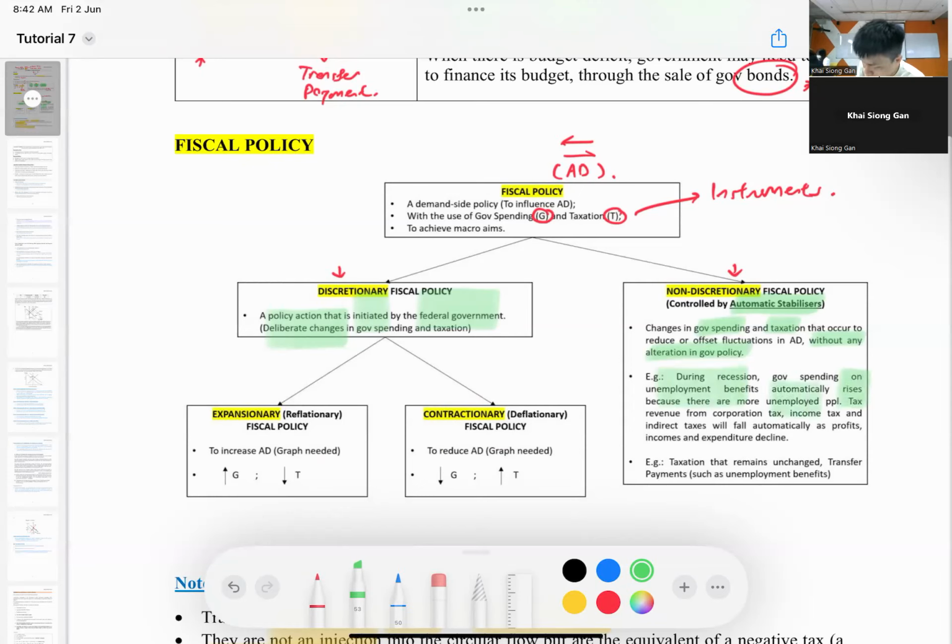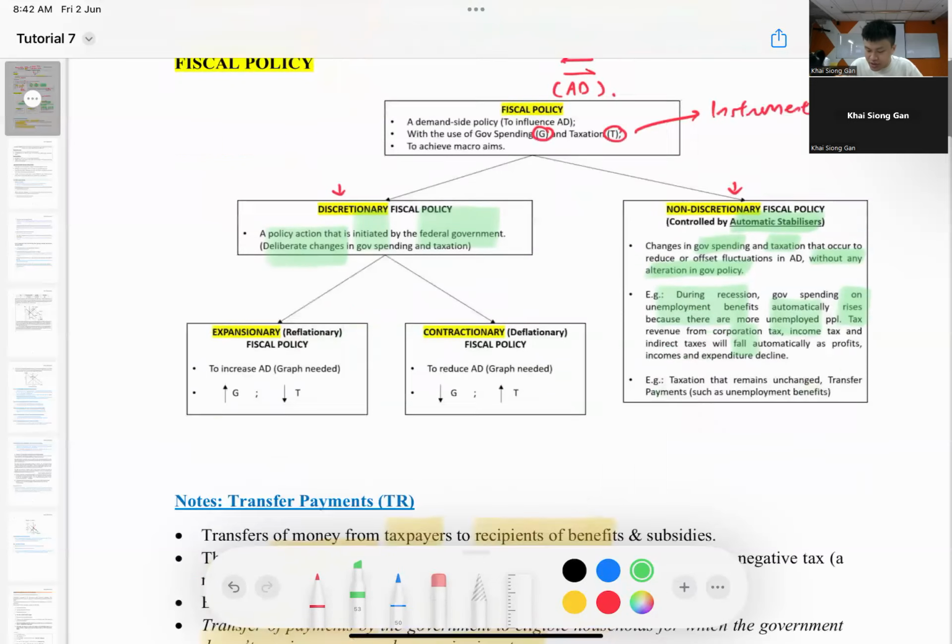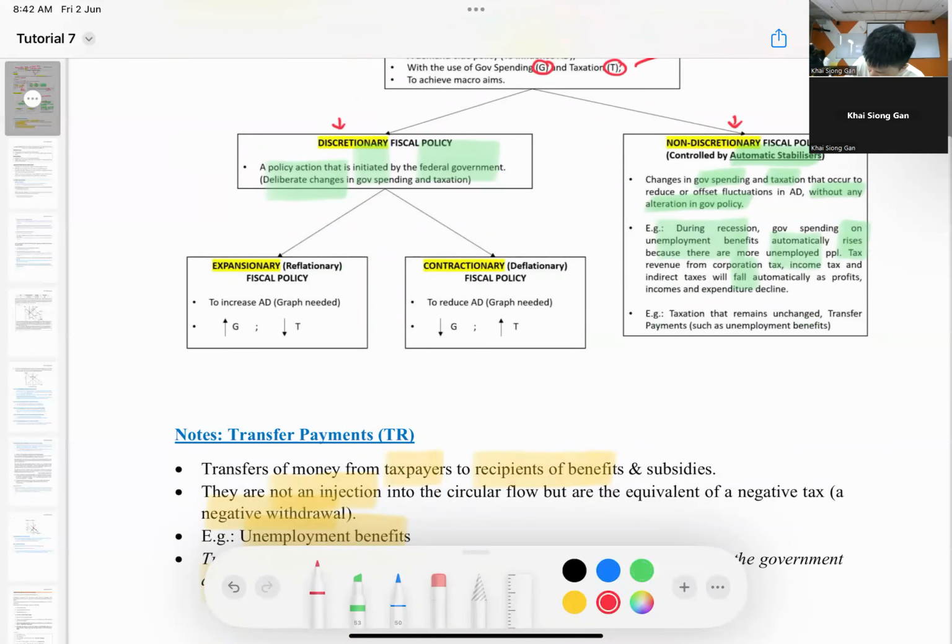Why? Because there are more unemployed people, and tax revenue from corporate tax, income tax, and indirect tax will fall, because the country is not doing well. Based on the current system, which has the current tax rate and the current unemployment benefits or state benefit system, if the country is not doing well, we expect more people to claim unemployment benefits or state benefits, and at the same time fewer people paying taxes. I can use a very simple diagram to show this. I have one y-axis and one x-axis. On my y-axis I look into either government spending or taxation, and on my x-axis I look into the country's real GDP.